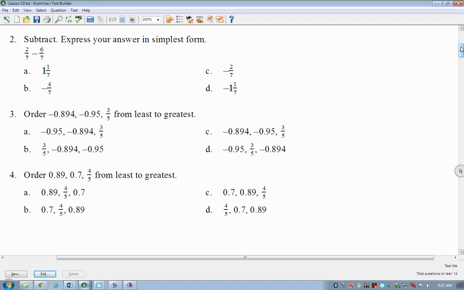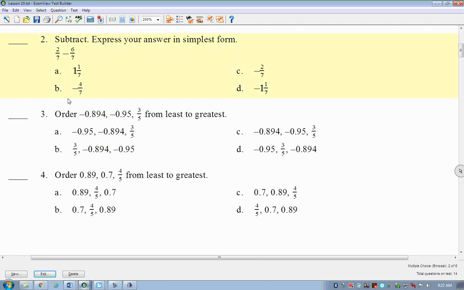Which one of those numbers has the greater absolute value, 2 or 6? 6. So then I'm going to do 6 minus 2, right? 6 minus 2 is 4. What's the sign of the greater absolute value? Negative. So I should get negative 4 over what? Negative 4 over 7. Okay, so you get this right here.